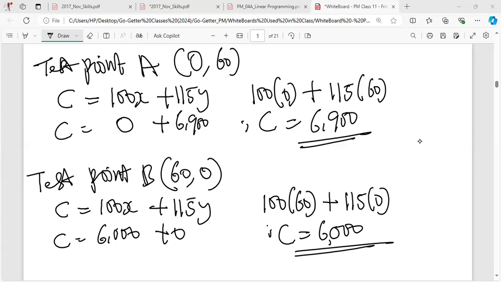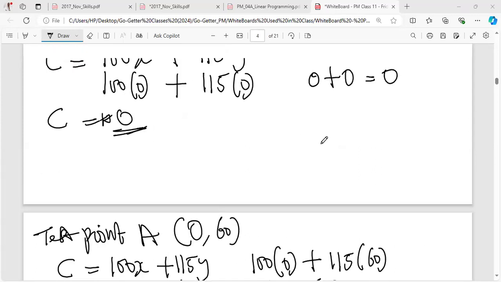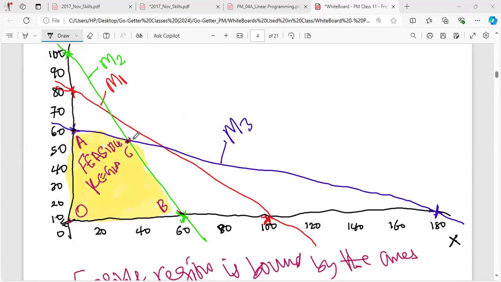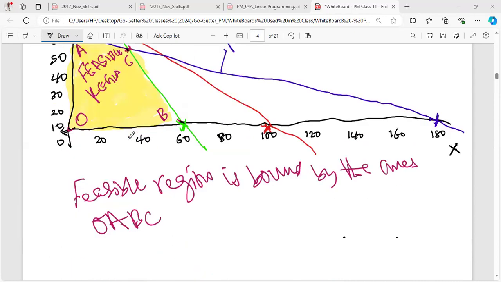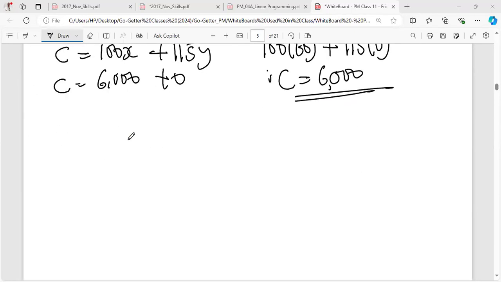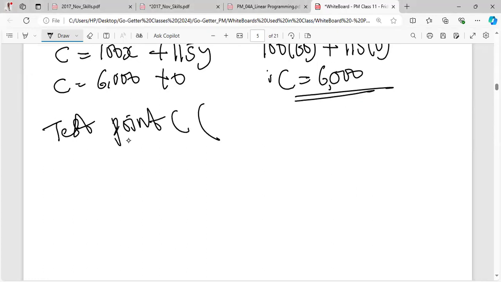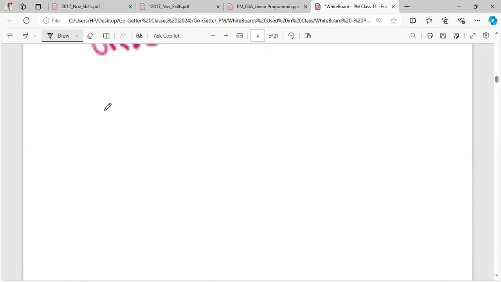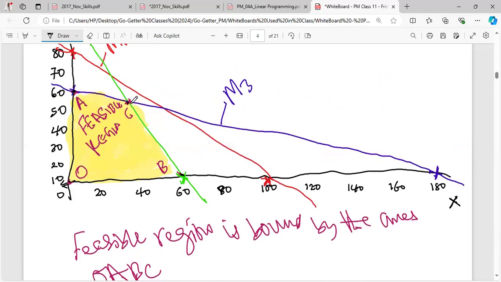Okay, so we'll now test the final part, which is C. Now, if C gives us the higher contribution, then that means C is the optimal point. So we will now say test point C. Now, we don't know the X and Y value of C.